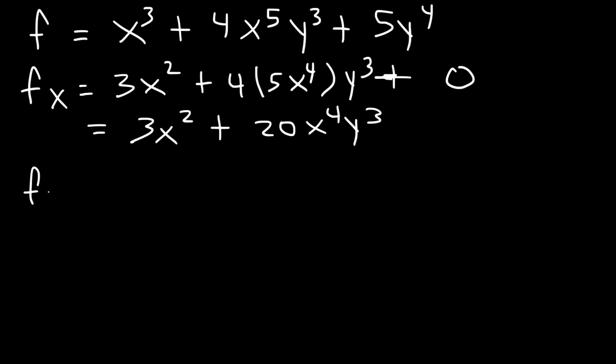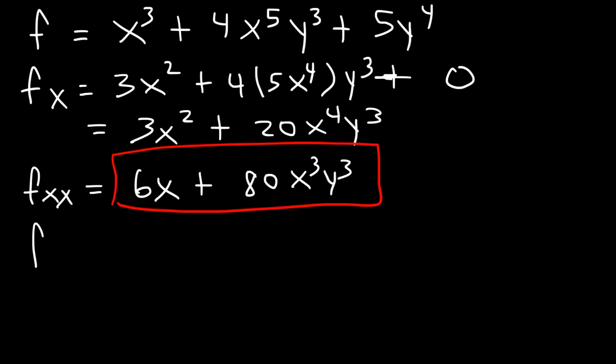So now let's find f double x. So 3x squared will become 6x, and x to the fourth is 4x cubed, and 20 times 4 is 80, so we can write it as 80x cubed y cubed. So that's our first answer.